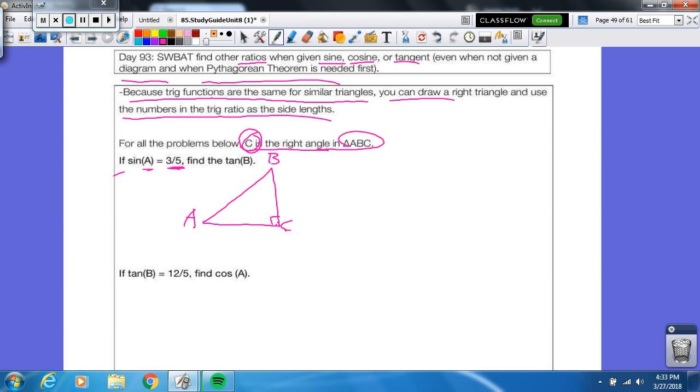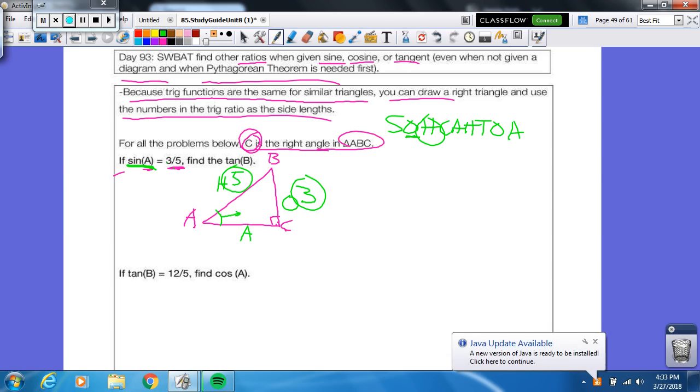So I'm going to write SOHCAHTOA here. Okay, here's A. Sine is, well, this is the opposite, this is the adjacent, and this is the hypotenuse. So sine is 3 out of 5, so the opposite is 3 and the hypotenuse is 5.